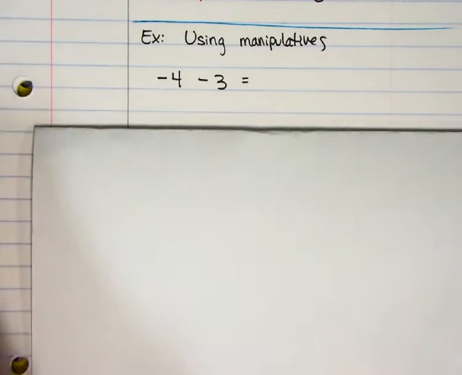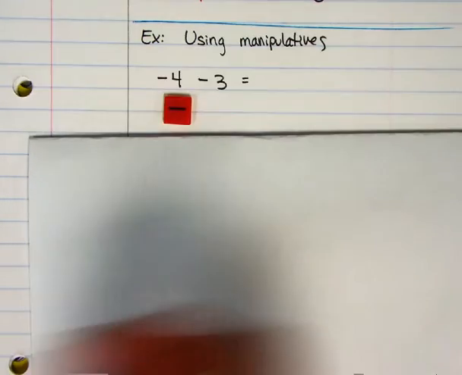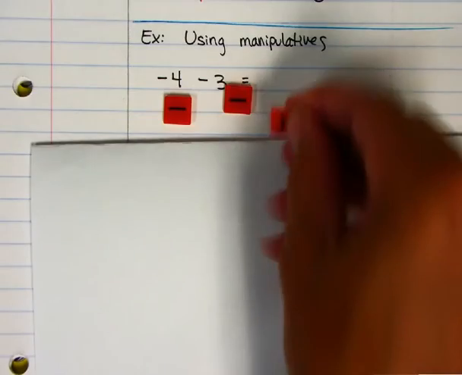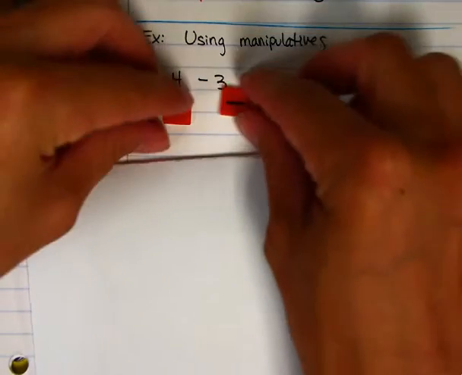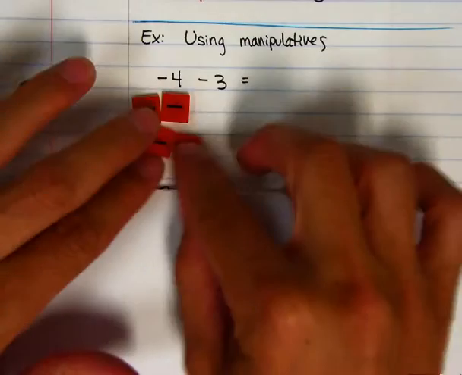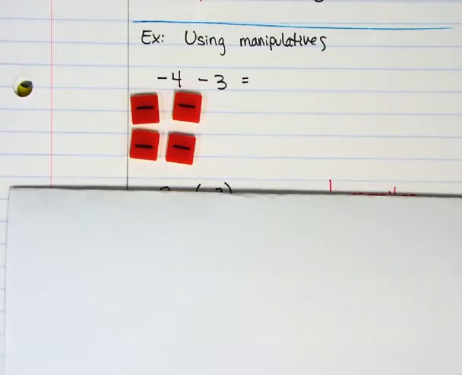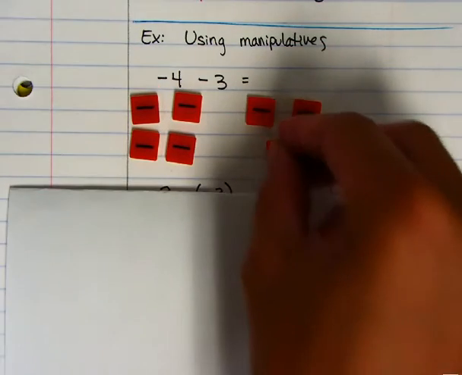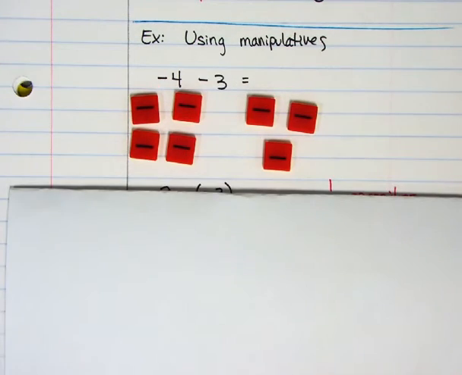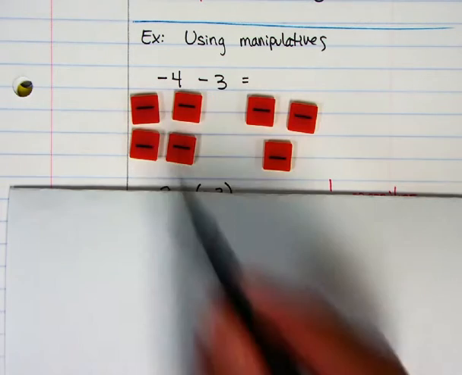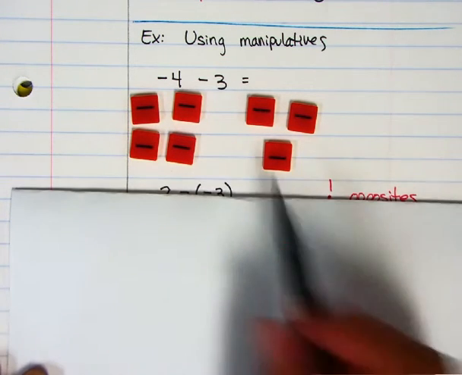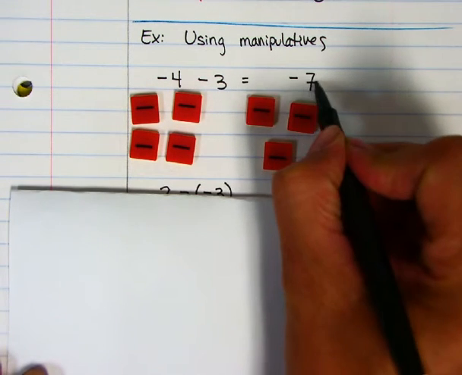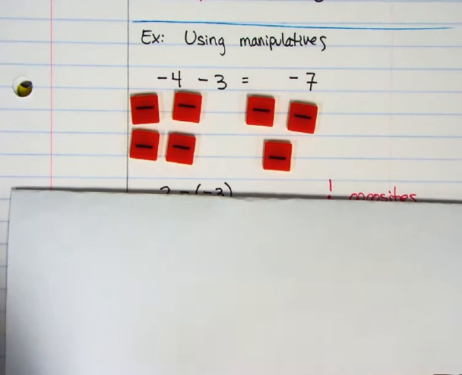All right, negative 4. That means I have 4 negatives, right? 1, 2, 3, and 4. Okay, so I've got 4 negatives to start with. And then on top of the negative 4, I also have another negative 3. So this is where that little song that you might have learned comes into play. Same signs, add and keep. Yes, they all have the same signs, so I have a total of 7 negatives. Okay, so that's no big deal. Pretty simple, especially with the song.